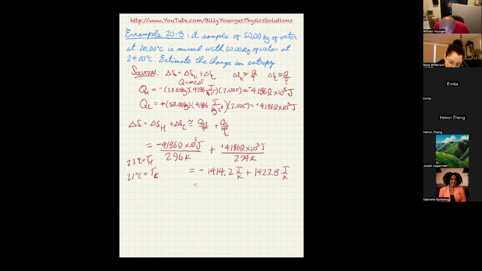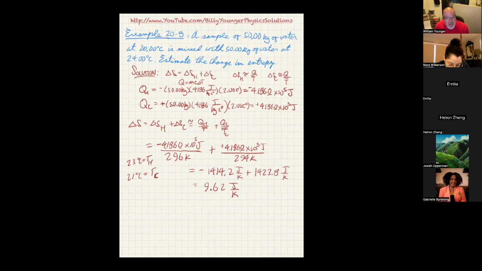Excuse me, 1418. Ooh, that was supposed to be a two there. Yeah, 1418. And this gives me roughly 9.6 joules per Kelvin. In other words, the direction we thought that it was going, which was ending up at a temperature of 22, gave us a positive change in entropy, and therefore we expect that to happen.